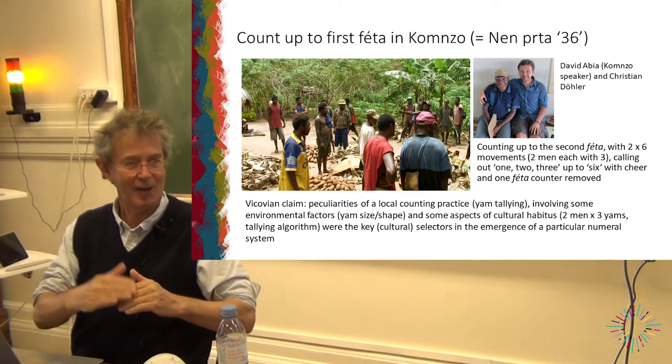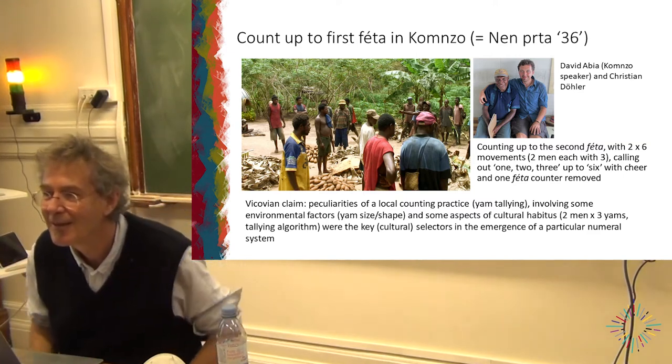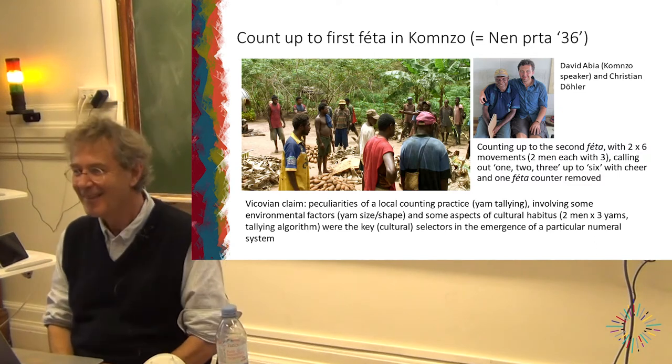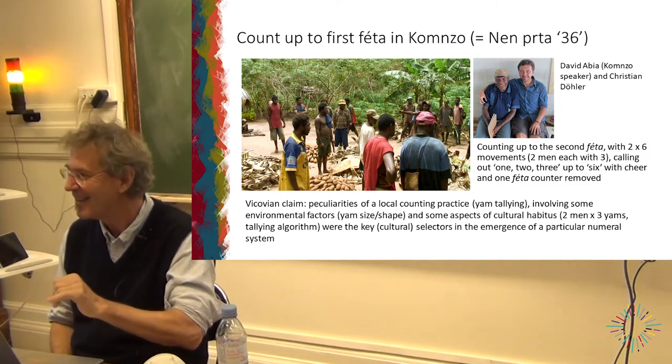So this is just part of our demonstration. Can you count other things than yams with this system? That's what I'll talk about tomorrow. Yeah, sure. So this example is neutral about that, right?